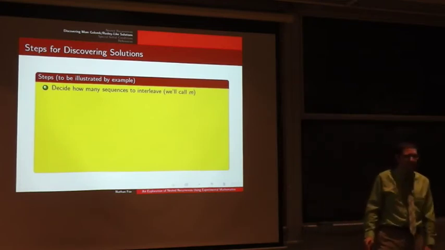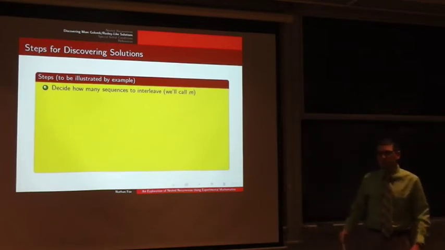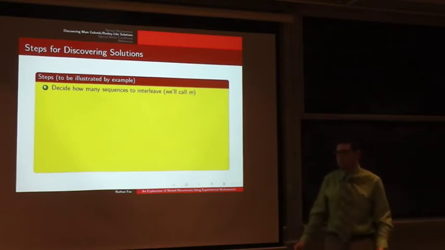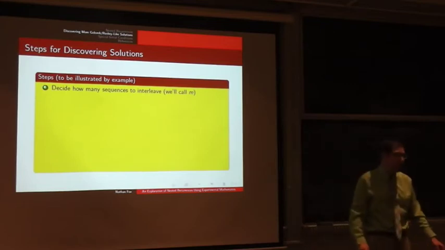So first we need to figure out how many sequences we are going to interleave together. For Golomb and Rasmiy, that was always 3. But in general, it need not be 3. It could be more, it could even be 2, or even 1.